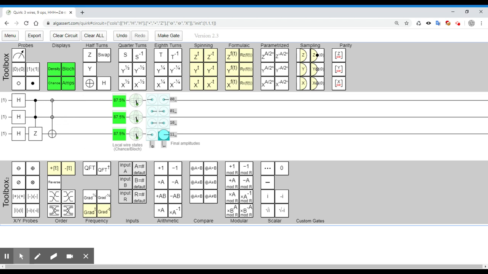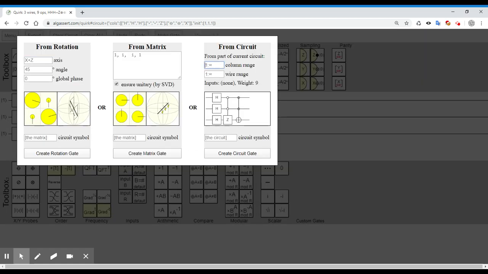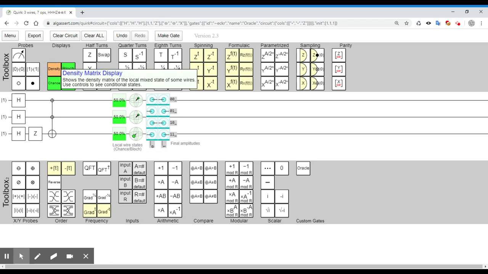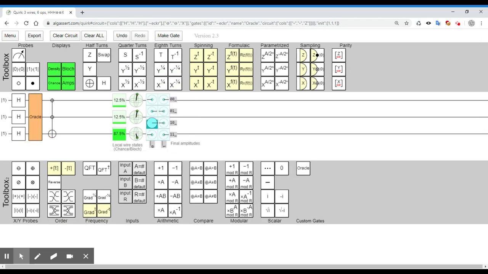Let's use maybe another one. Let's use the 001. So this is the 100. Sorry, 1100. Yeah. And so you would use that oracle. I should turn that into an oracle actually. So I should say two. That's my oracle. So I can use this oracle.